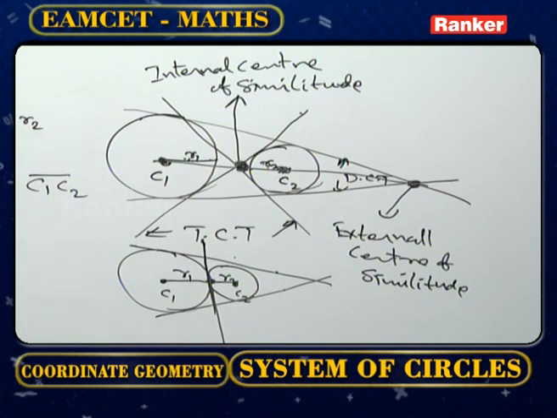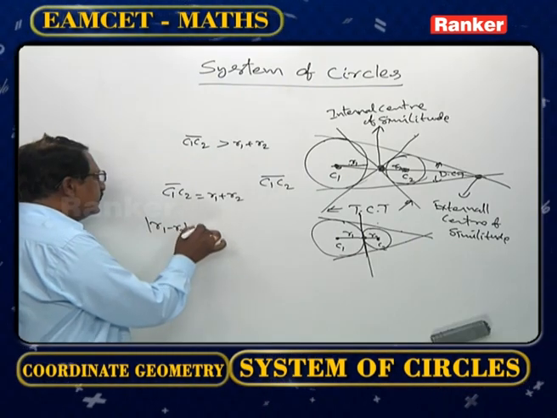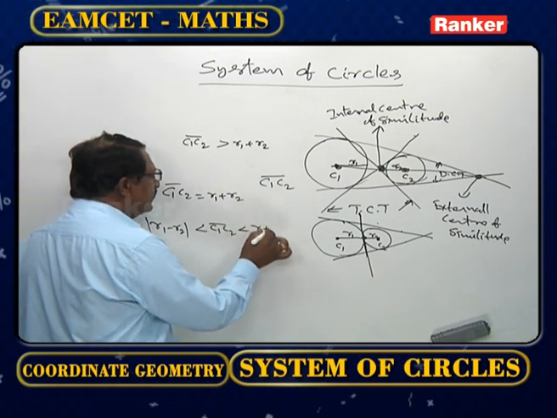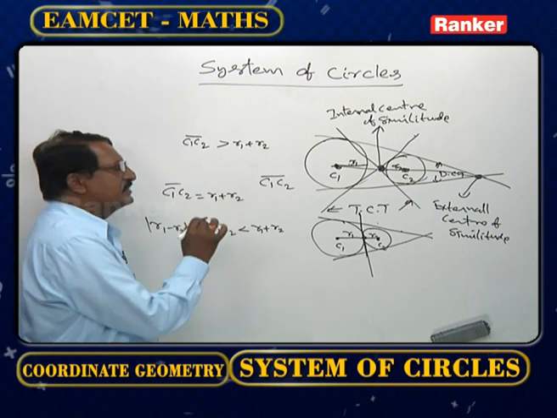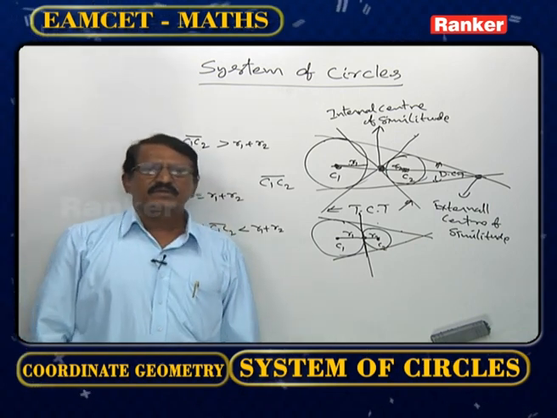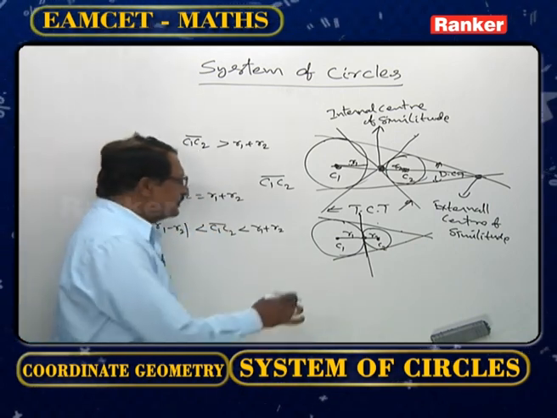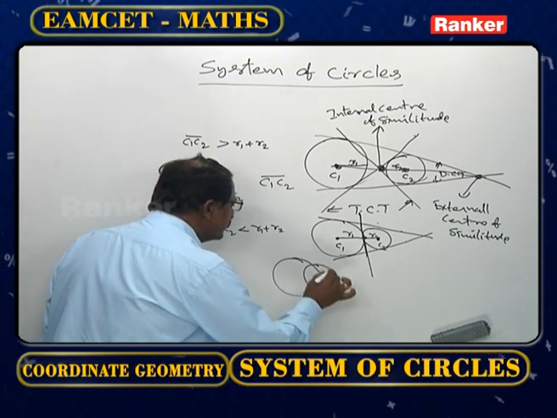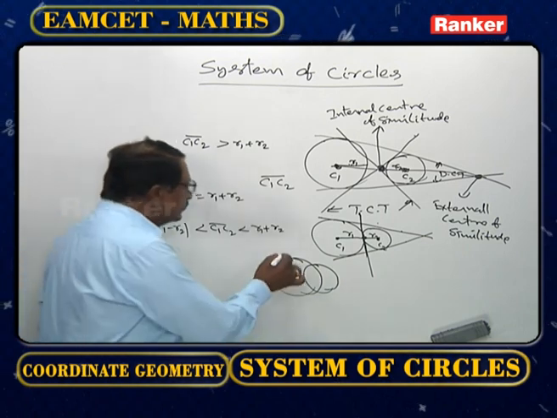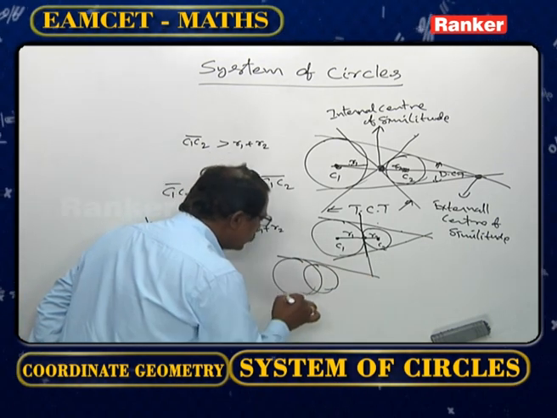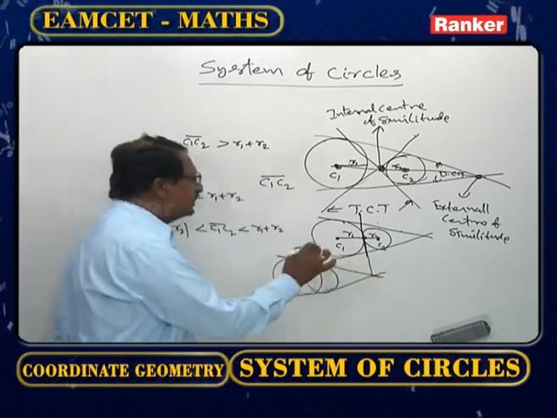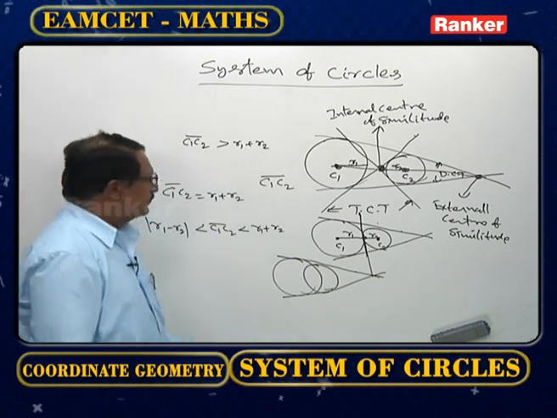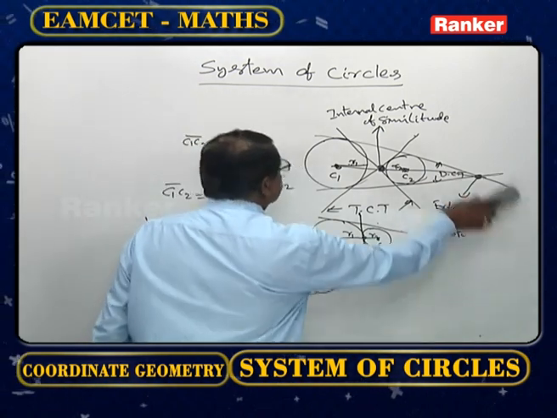If the difference of radii is less than C1C2, which is less than the sum of radii, that is, the distance between centers lies between the difference of radii and the sum of radii, then the 2 circles intersect each other. These circles have only two common tangents, and both are direct common tangents.